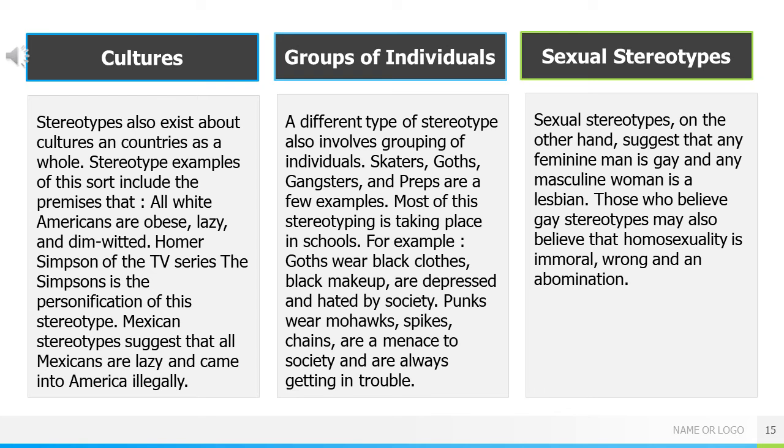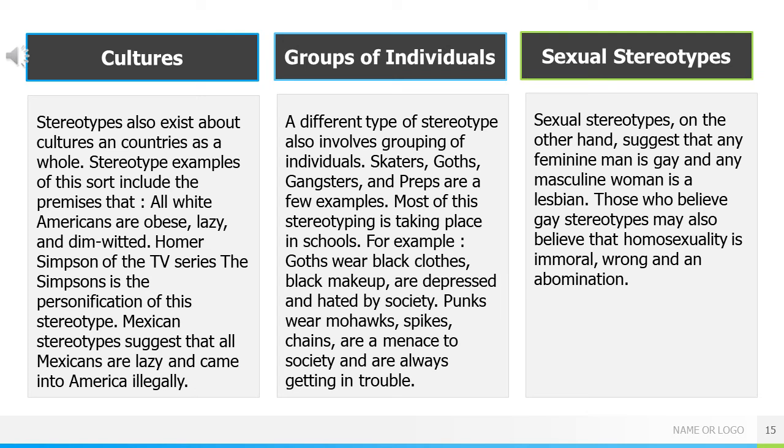Groups of individuals. A different type of stereotype also involves grouping of individuals. Skaters, goths, gangsters, and punks are a few examples. Most of the stereotyping takes place in schools. For example, goths wear black clothes, black makeup, are depressed and hated by society. Punks wear mohawks, scarves, chains, are a menace to society and are always getting in trouble.